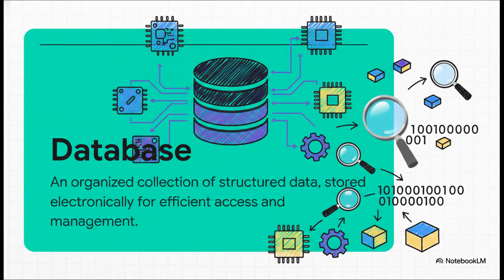But for an algorithm to work, it needs ingredients. It needs data, and lots of it. That's where databases come in. Forget dusty old libraries. Think of a massive, perfectly organized digital warehouse where a computer can find any piece of information it needs in a split second.